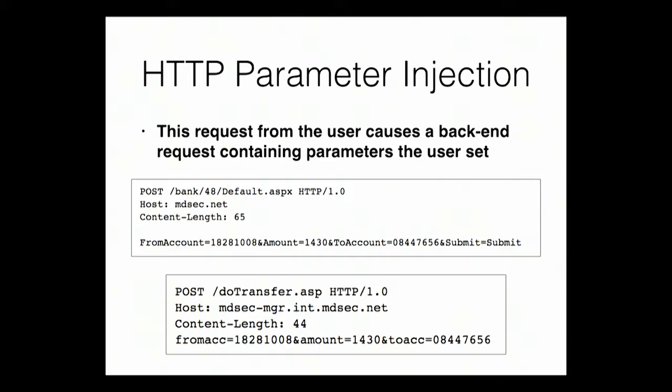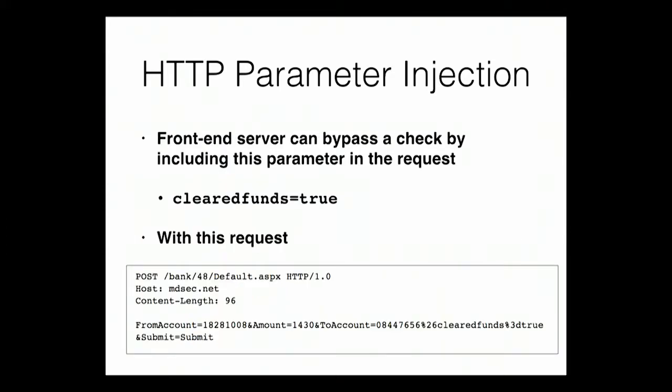And then there's parameter injection. This is where you get to control parameters down here. So here we've got a POST going up to the server, the same thing as before: from account, amount, to account, submit. And it's going to be forwarded on the server, containing the data that I gave it. It's going to go between servers up there. So the front-end server wouldn't have to bother sending it to another server to ask if you have the money, if it had the cleared fund equal true in it, like the one we saw before.